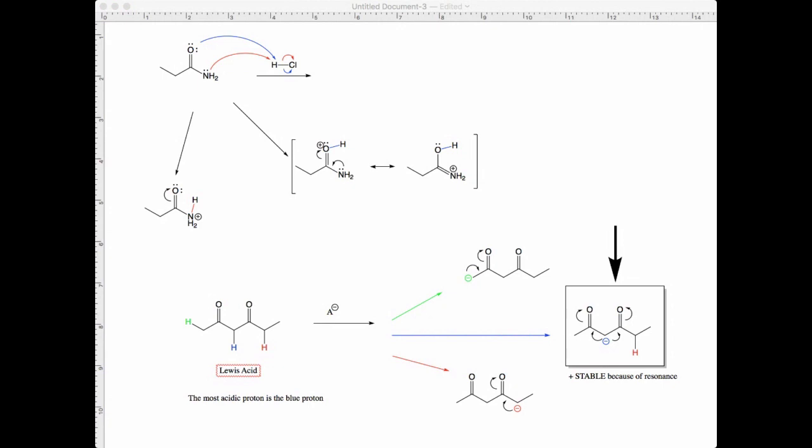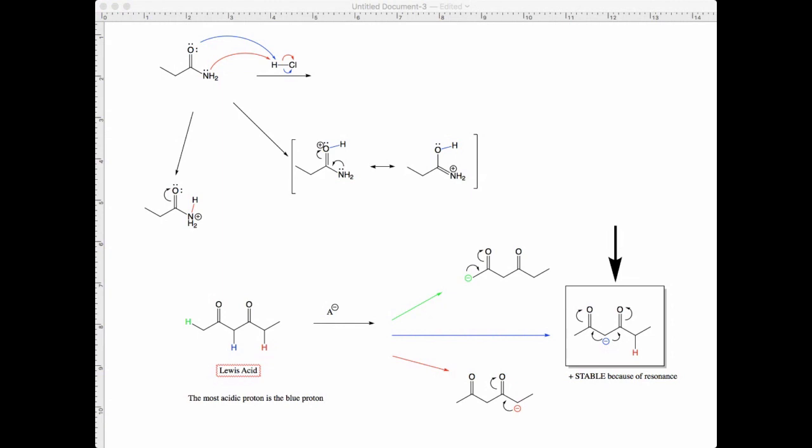Take-home message: first of all, if you have more than one reactive site, draw the potential conjugate bases or conjugate acids and compare the stability. Now you know how. You know the factors. That's all you need to do.